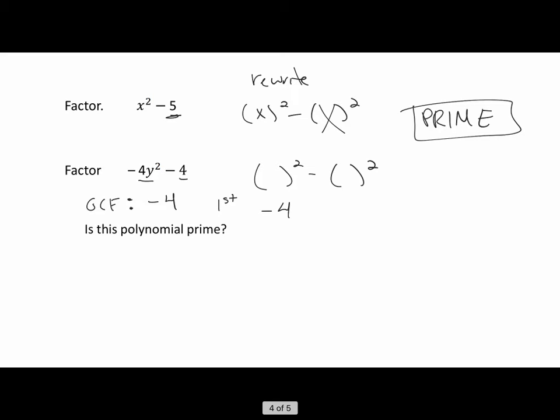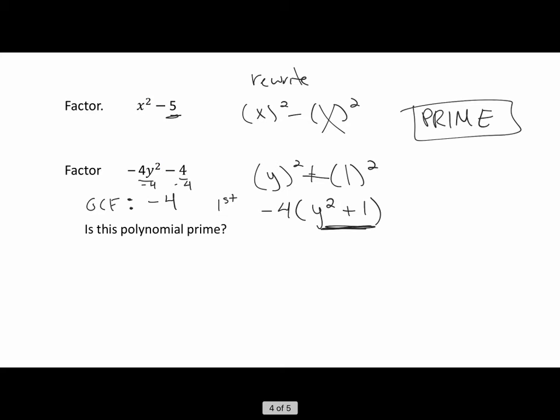So let's factor out that GCF. Divide that from each of those terms to see what remains. So for the first term, that's y squared. For the second term, the negative is going to divide to a positive 1. So now we want to see if we can factor the y squared plus 1. So can it be written as a difference of 2 perfect squares?